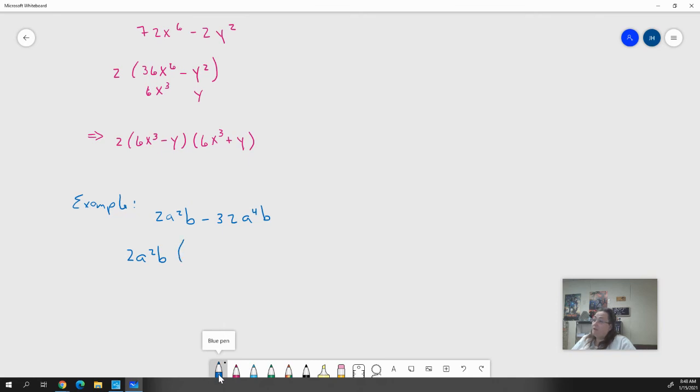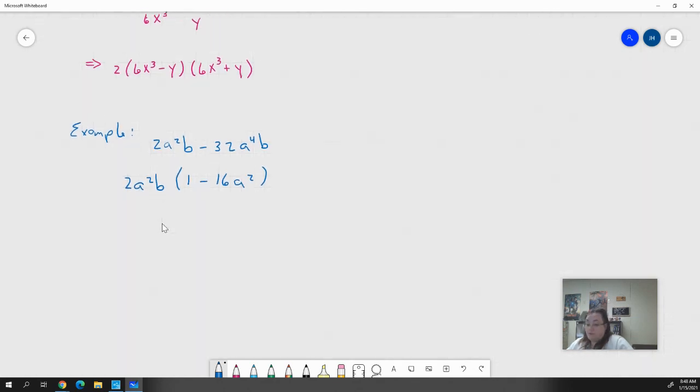And when I factor out 2a squared b from here, I'm just left with 1, right? Here, when I factor out 2, I get 16. If I take out 2 a's, I'm left with a squared, and we've factored out the b. So now I'm left with 2a squared b, which is just a multiple, right? We're going to leave that alone because that's not factorable, times 1 minus 16a squared.